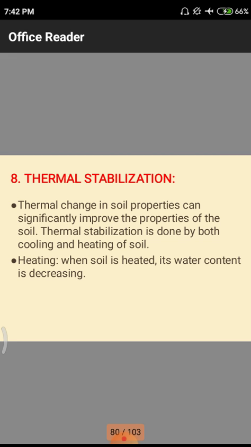Now let us observe what thermal stabilization is. In this thermal stabilization we are doing two cases. In the first case we are heating, and in the second case we are freezing. Freezing means the total liquid present in the soil will be frozen, that means it will be converted into a solid like ice. First of all, thermal stabilization.